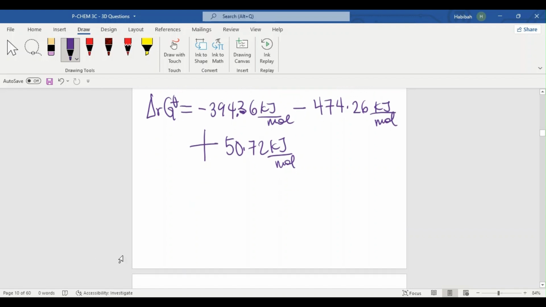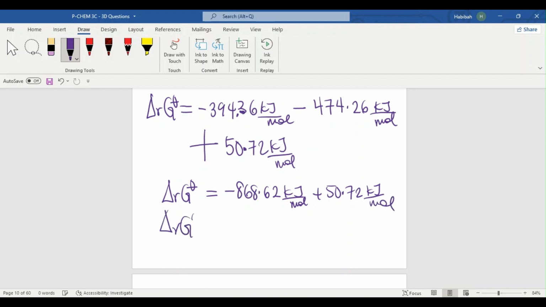So you can just basically input all of this information in your calculator. You have negative 394.36 minus 474.26 plus 50.72. So that's going to simply give the Gibbs energy of reaction as negative 868.62 kilojoule per mole plus 50.72 kilojoule per mole. So the Gibbs energy of reaction becomes negative 868.62 plus 50.72, which would give you negative 817.90 kilojoule per mole.